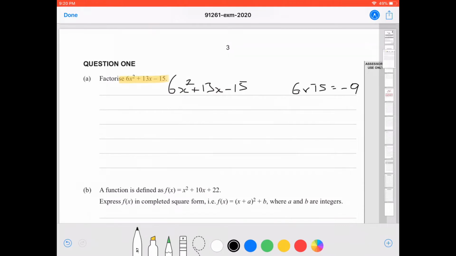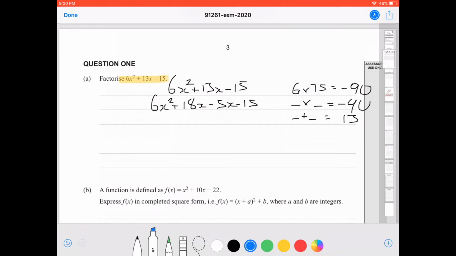And so we're looking for two numbers that multiply to negative 90, and the same two numbers that add to the b term of the quadratic, which is 13. Those two numbers are positive 18 and minus 5. So we're going to say 6x squared, and we split our b term up now, plus 18x minus 5x minus 15. So you can see here positive 13x has just been rewritten as 18x minus 5x.